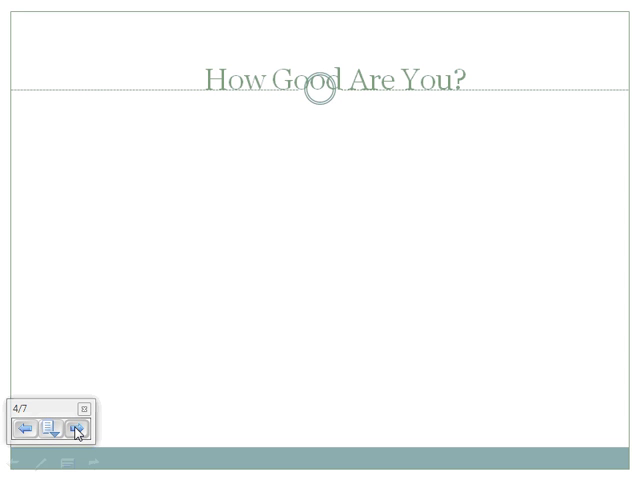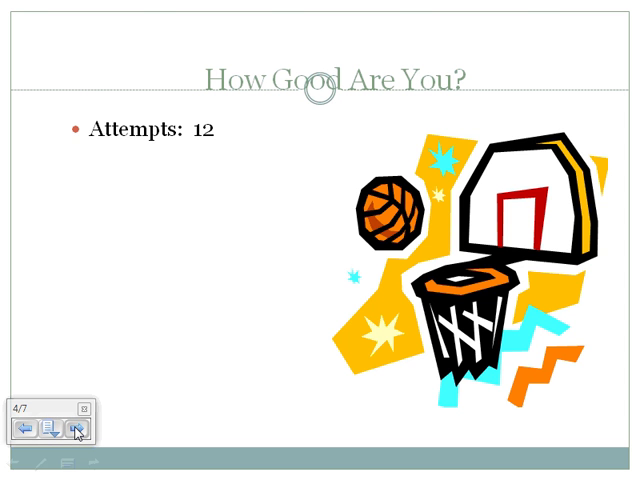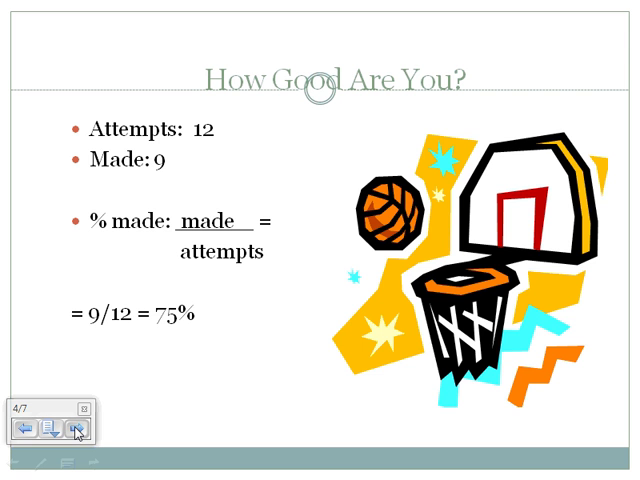So how good are you? A little analogy with basketball. If you sit at the free throw line, you make 12 attempts and you make 9 of them. The question is, how good are you? Your percent made will be the number made over the attempts. So it's going to be 9 divided by 12. If you're looking for a percentage, you need to multiply that by 100 to give you a percentage, and you're at 75%.